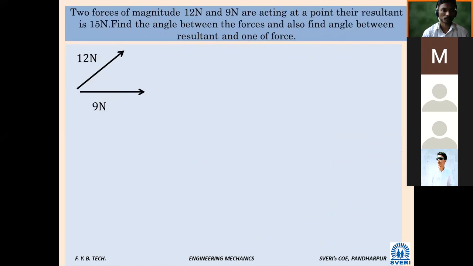Third, you can note down this. Two forces of magnitude 12 Newton and 9 Newton are acting at a point. Their resultant is 15 Newton. Find the angle between the forces and also find the angle between the resultant and one of the forces, meaning theta and alpha. Same problem. P, Q and R are given.